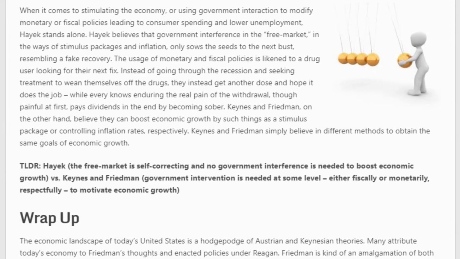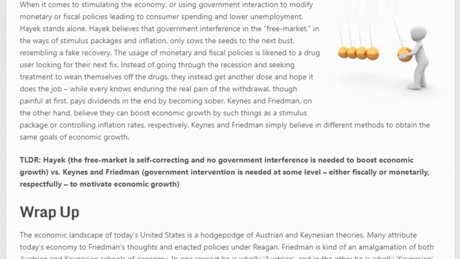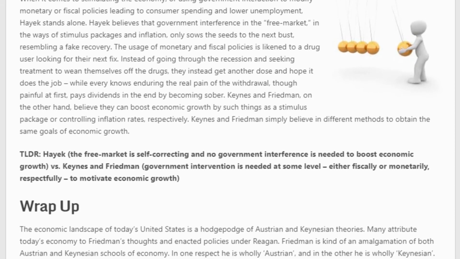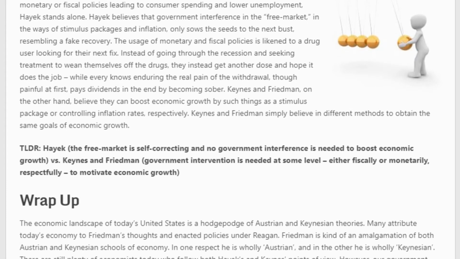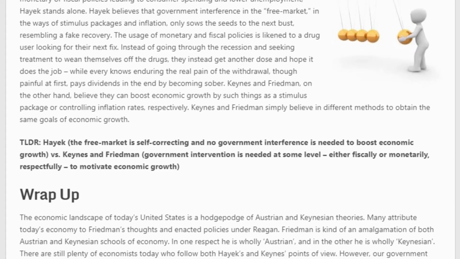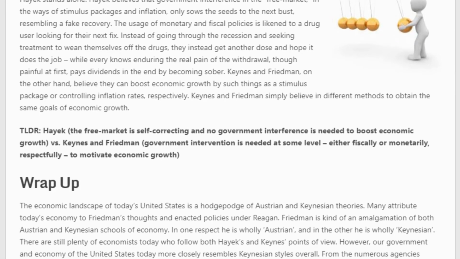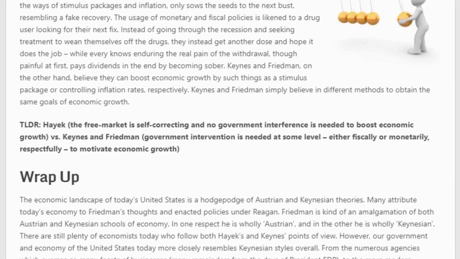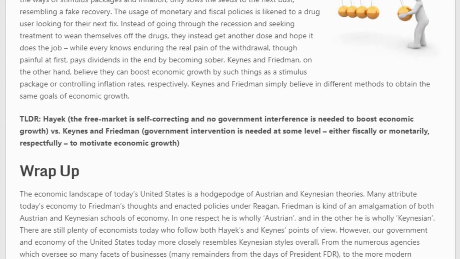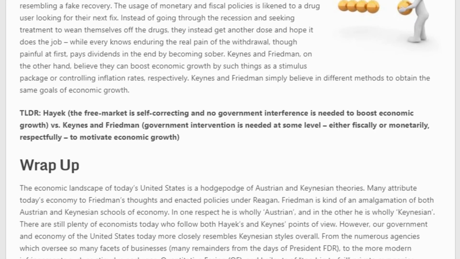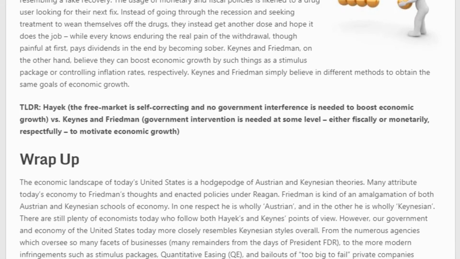Keynes and Friedman simply believe in different methods to obtain the same goals of economic growth. In short, Hayek believes that the free market is self-correcting and that no government interference is needed to boost economic growth. However, Keynes and Friedman believe that government intervention is needed at least at some level, either fiscally or monetarily, respectively, to motivate the economic growth.